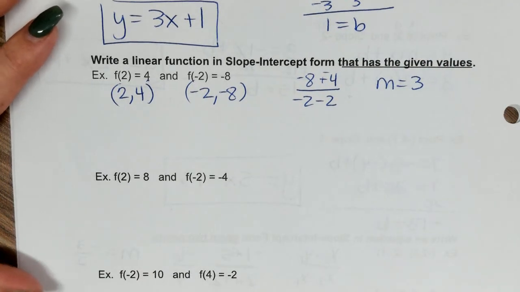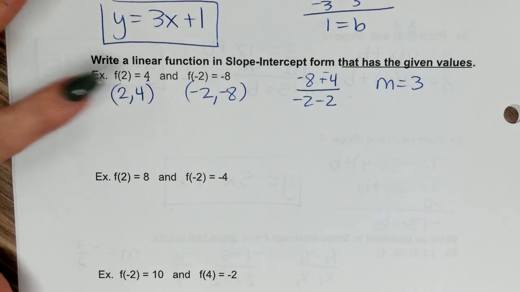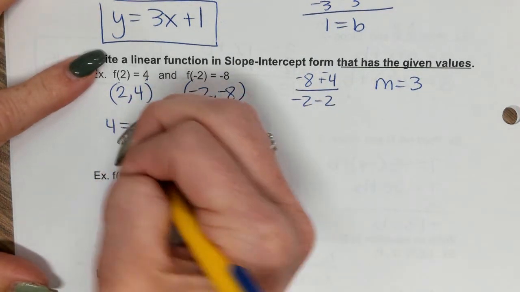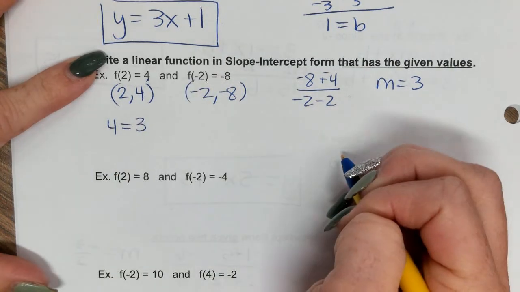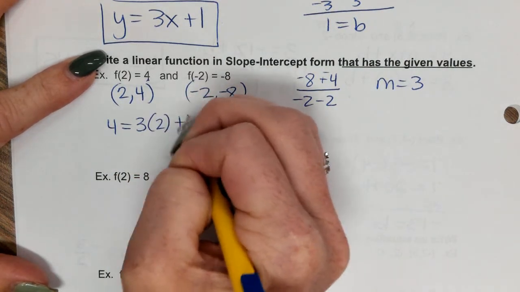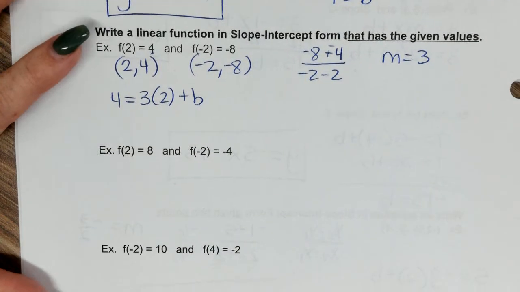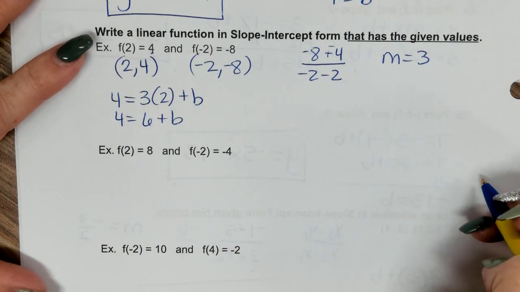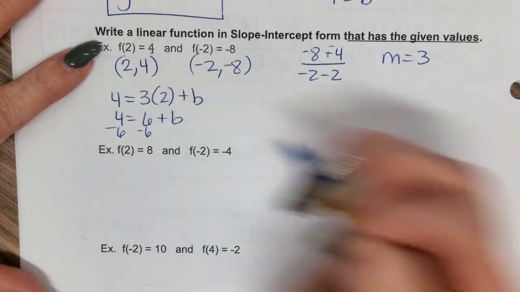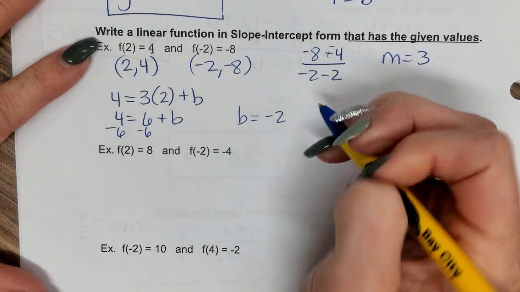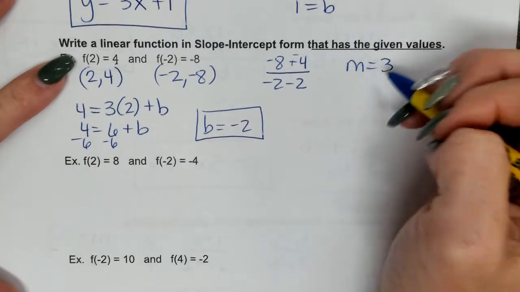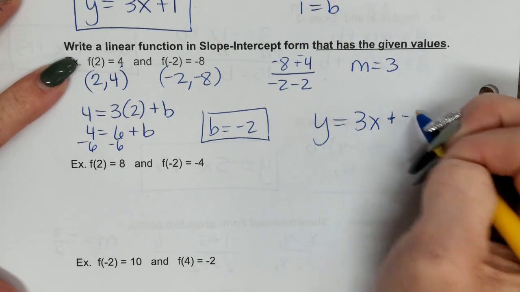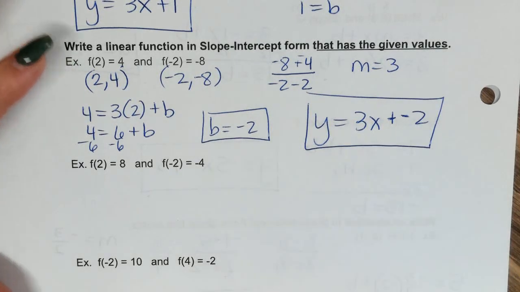All right, which coordinate do y'all want to use? Will I get the same answer if I use the other one? Yes. All right, so I have 4 equals 3 times 2 plus b. 4 equals 6 plus b. And how am I going to get rid of 6? Minus 6. So what is b? Negative 2. Somebody write my equation. Good. Okay, do the next one on your own.